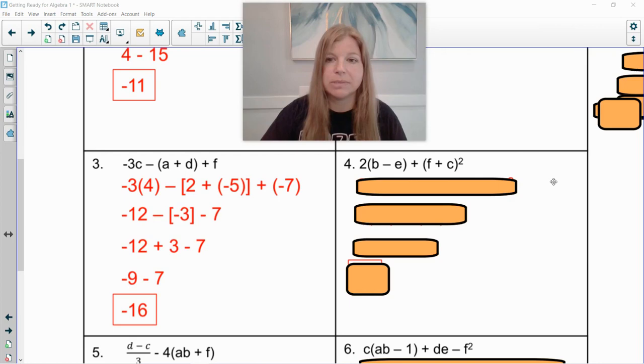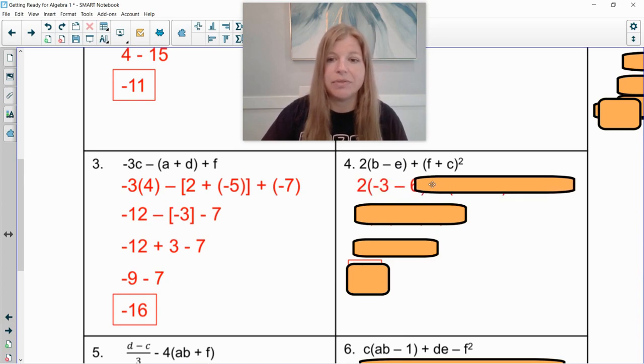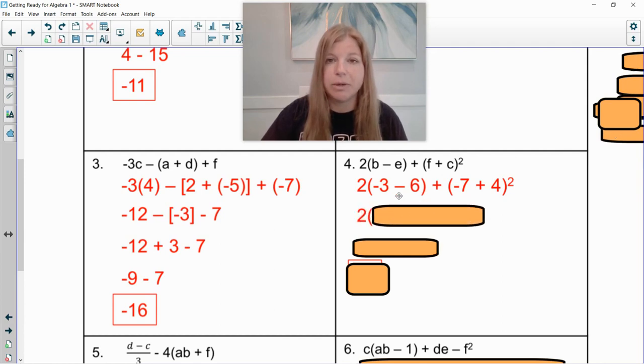Move my screen over just a smidge more. Okay, next one, 2 times (b minus e). So if I went back to my directions, this would be 2 times (-3 minus 6), because b was -3, e was 6, plus, in parentheses, (f plus c). All right, the value of f was -7, plus the value of c was 4, close parentheses squared. So now I would do 2 times. I evaluate what's in my grouping symbols. -3 minus 6 is -9. Plus, I evaluate what's in these grouping symbols. -7 plus 4 is -3 squared.